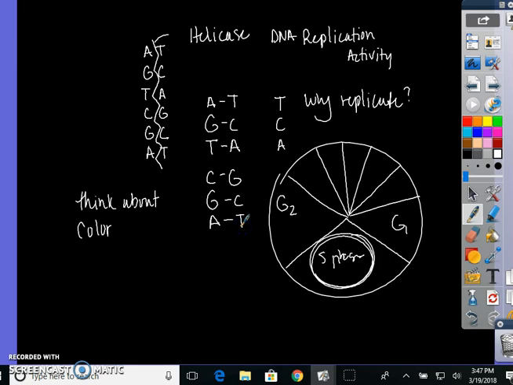And so I want you to pause, and at this point I want you to construct or demonstrate this really basic concept of DNA replication. So hit pause now.